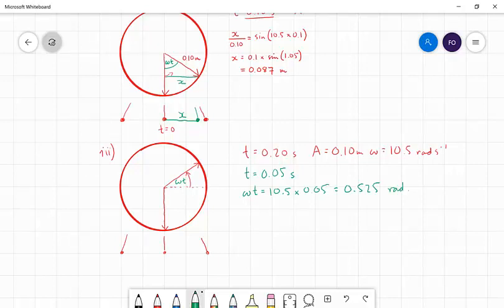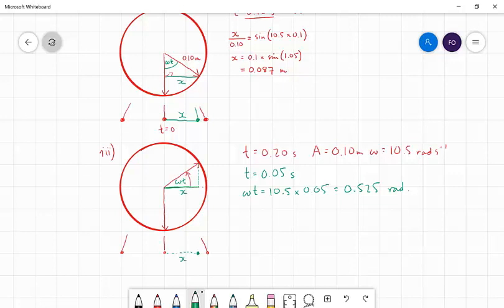radians. Okay, so now what are we actually interested in finding out? What we're interested in finding out is how far it is from equilibrium at that moment. So that's just this green distance here. It will have swung all the way out and then come back a little bit, so it'll be here. That's x that we're trying to find out.